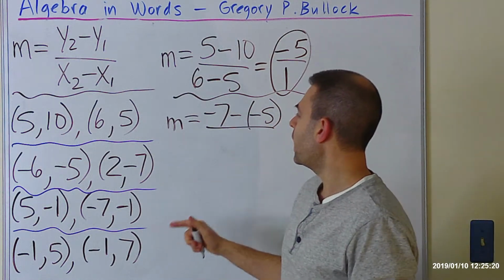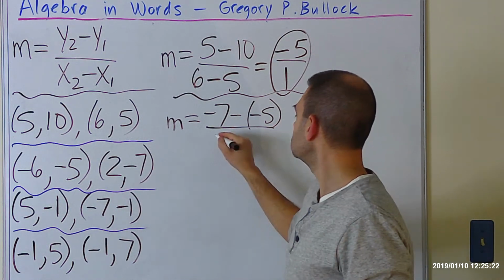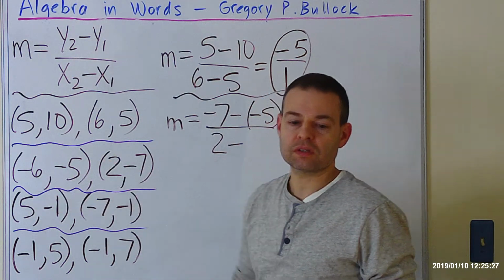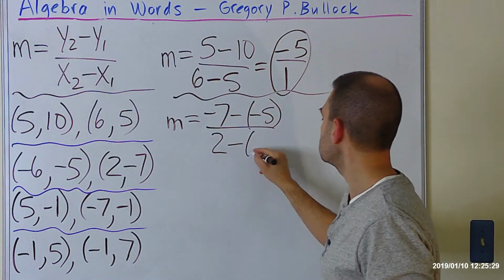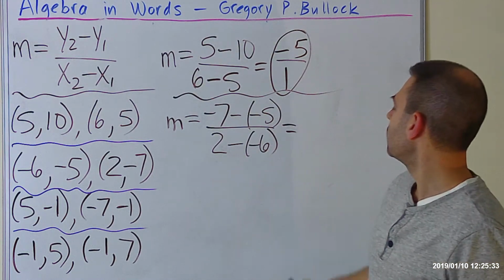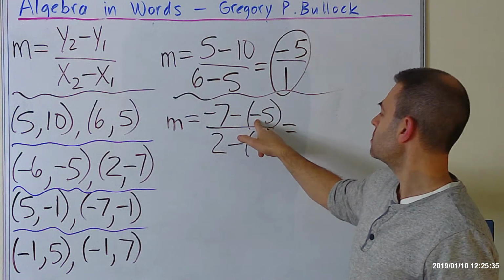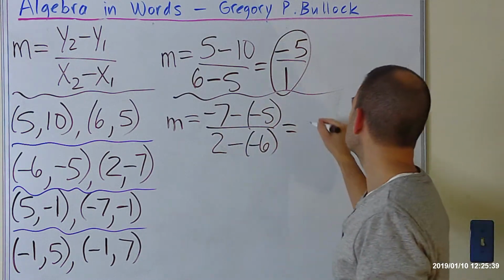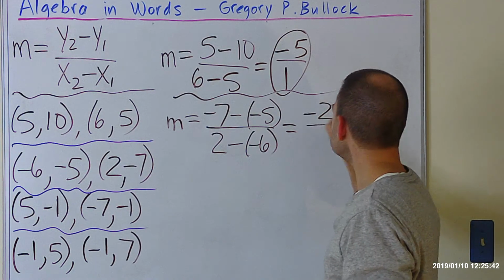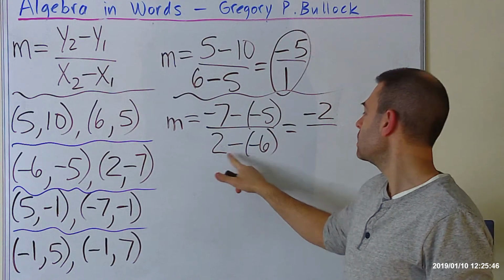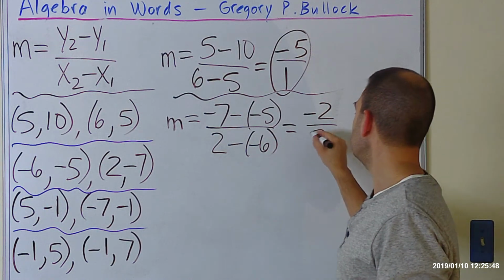Over x2, which is 2, minus x1, which is negative 6. So we're going to have minus negative 6. And let's simplify. Minus on minus is plus, so negative 7 plus 5 is going to be negative 2. And minus on minus of 6 makes plus 6. 2 plus 6 is 8.